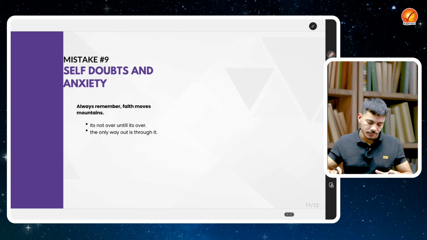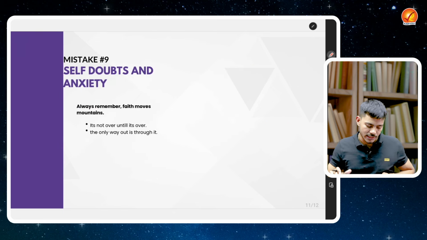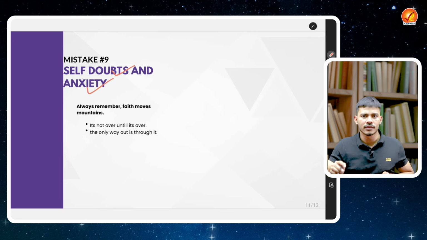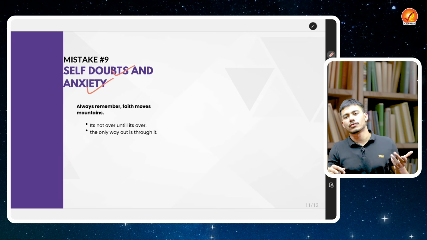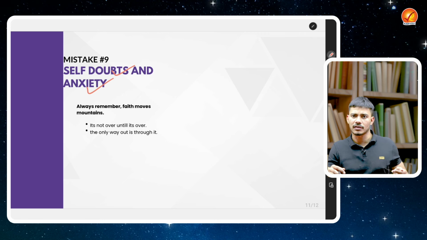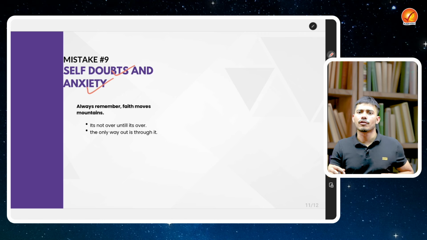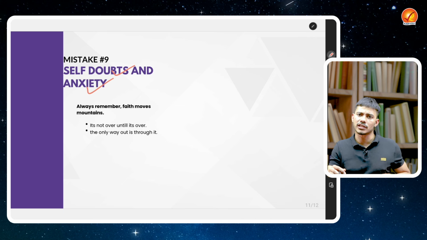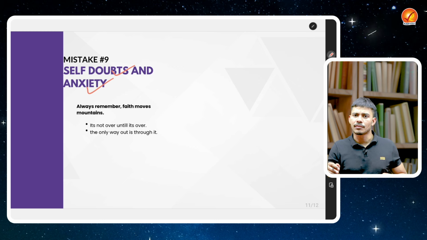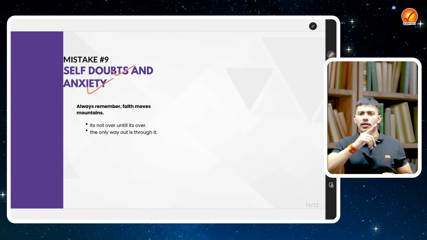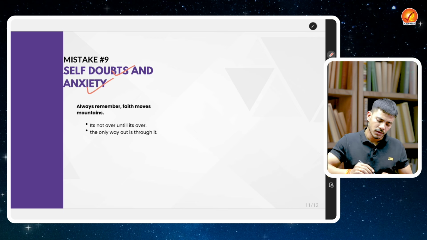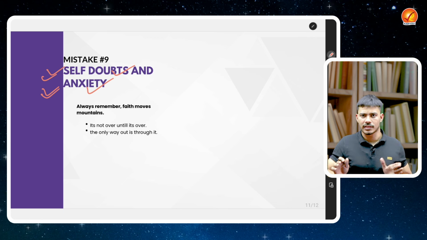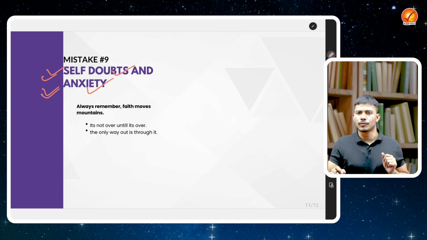Now we have come to the next mistake, that is self-doubt and anxiety. During mains, you are preparing for your optional, your GS papers, ethics paper, essay paper. At times it might feel very overwhelming due to the nature of the syllabus, the nature of questions, and the speed required to write those test papers. At times you might not end up completing the paper. At times you might not get very good scores. Sometimes you might also get very good scores. All these sinusoidal curves at times lead to some kind of self-doubt and anxiety inside our mind, and we often tend to get demotivated.